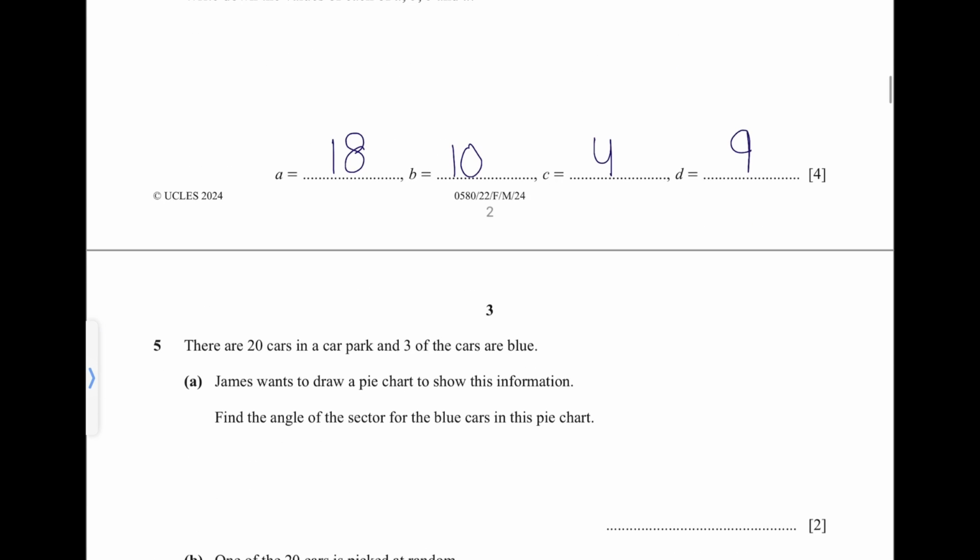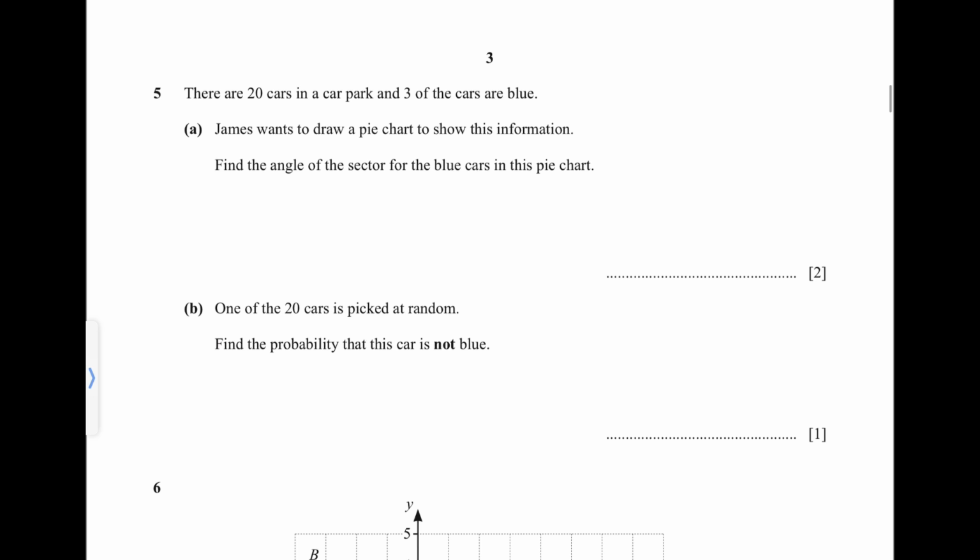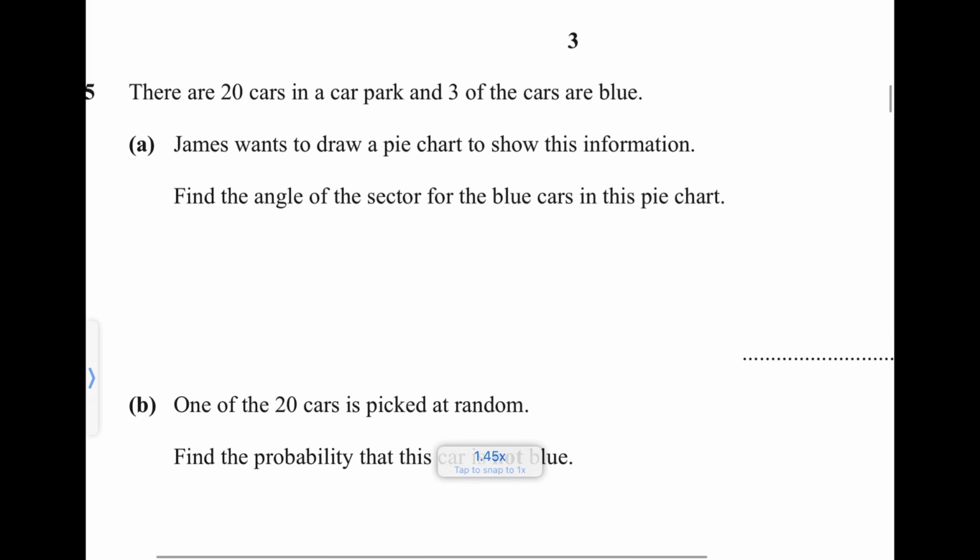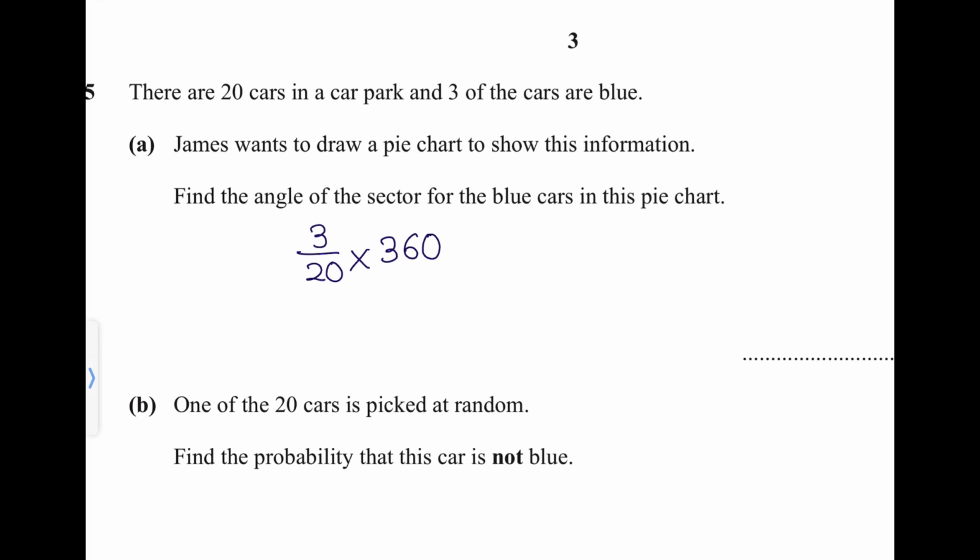Then it says there are 20 cars in a car park and 3 of them are blue. Jamie wants to draw a pie chart to show this information. Find the angle for the blue cars in this pie chart. So there are 20 total and 3 are blue, so you have 3 over 20 times the total angle of a circle on a pie chart, which is 360.